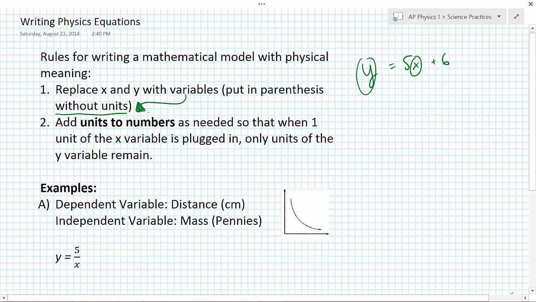The second thing we're going to do is take all of the numbers and add units to the numbers as we need to. We're going to be adding units to those numbers so that whenever we plug into this function some value for x or y, we're going to get an answer with the correct unit that we're looking for. And I'm going to do an example with you in a second. So let's look at an example.